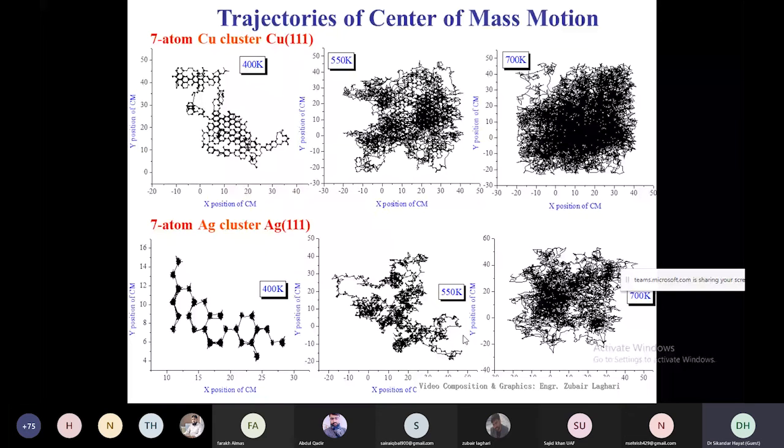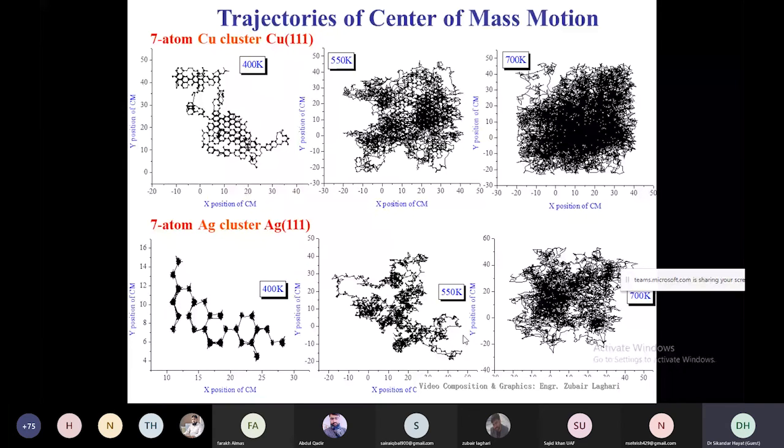On the other side, when we take the heterogeneous case, copper-silver, the copper-silver has a bond length variation of almost 27 to 30%, and that's why the competition between the atoms to get minimum energy configurations is a little bit high, and that's why the diffusion rate is going to increase.